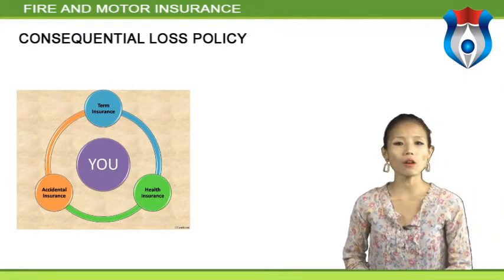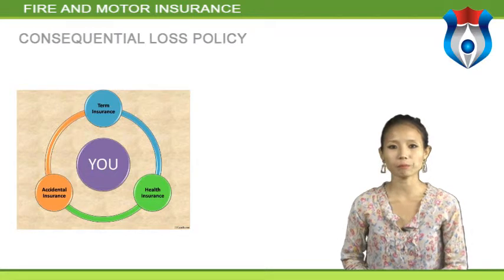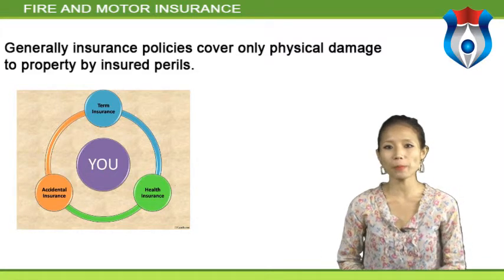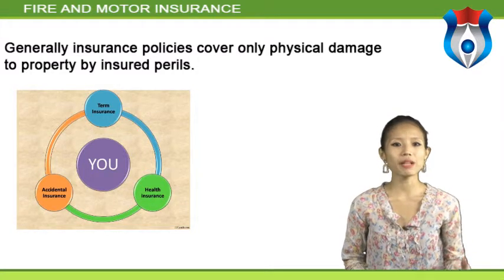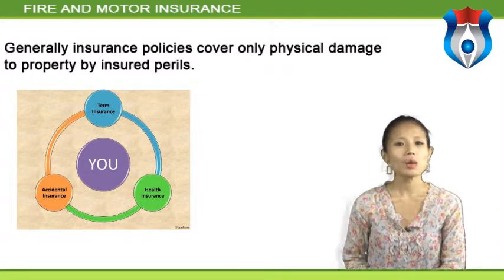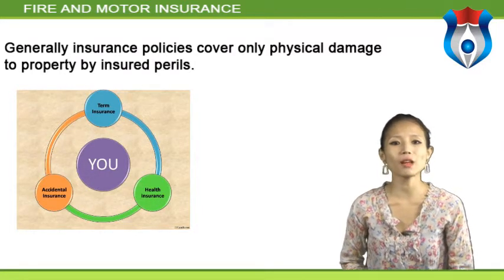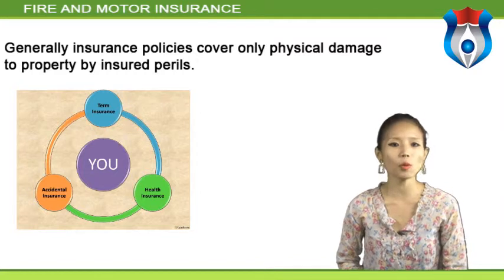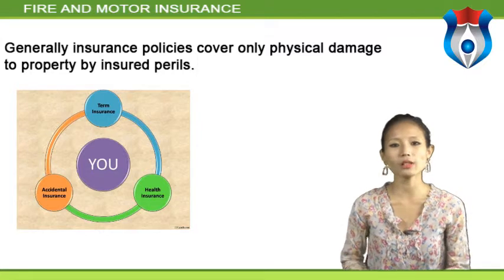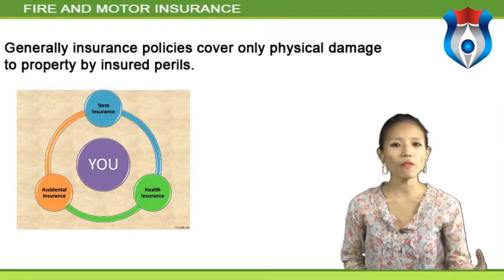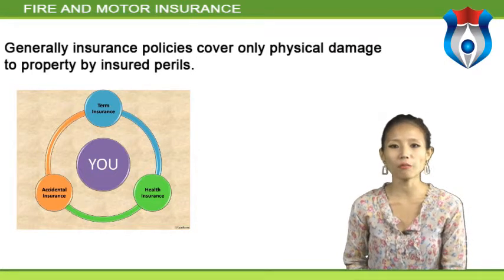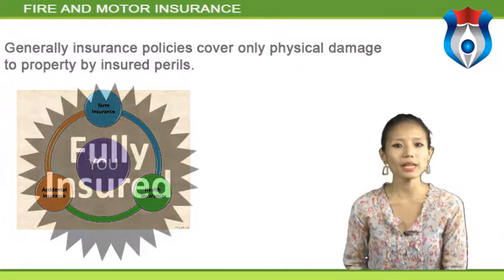Let's know the meaning of consequential loss policy. Generally, insurance policies cover only physical damage to property by insured perils. This at best covers the expenses incurred for repairing or replacing the damaged property. But what about the financial loss suffered due to interruption of business operations whilst the damaged property is being repaired or replaced? This policy offers a solution by covering profit loss due to reduction in turnover arising from interruption of business following damage to the property insured.